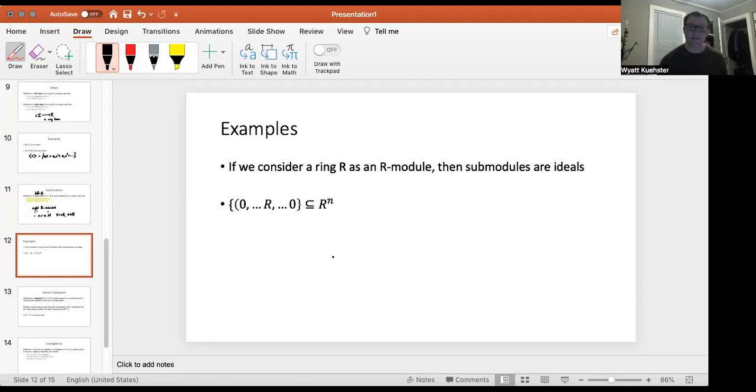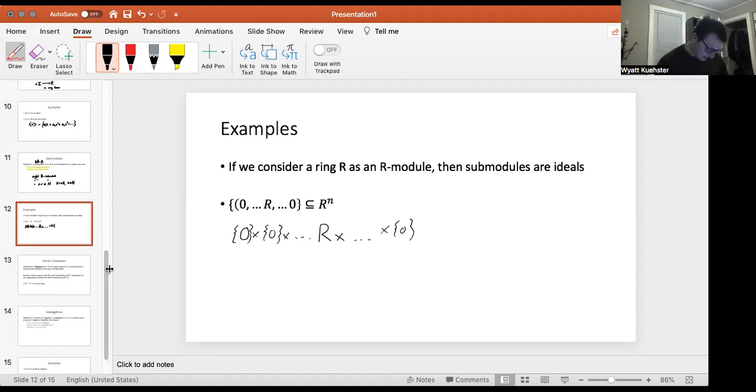If I just take 0 in every component except one, in other words, this is the submodule 0 cross dot dot dot R cross a bunch more zeros. So I only have an R in one component, and in the rest of the components, I just have the 0 submodule. Then I can do component-wise addition and multiplication to this, and I get basically an R submodule of R to the n that's isomorphic to R. It's a ring. Maybe that's not the most interesting example.